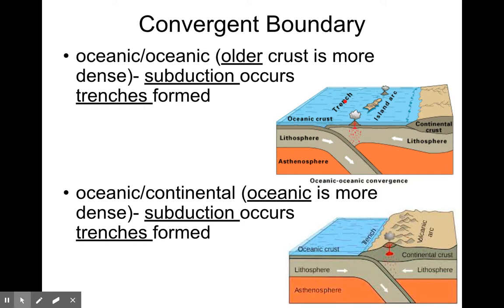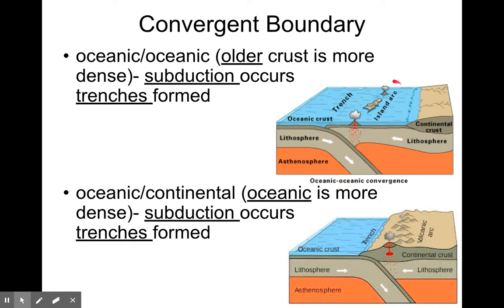That forms a trench. And then there's also, this is a new little piece of information, that volcanoes will then form. Because when subduction happens, there's some material that then will rise up and then bubble up through the surface of the younger crust and then form a volcano. And that volcano then eventually will build up, and form a little island. Isn't that like a cute little island?